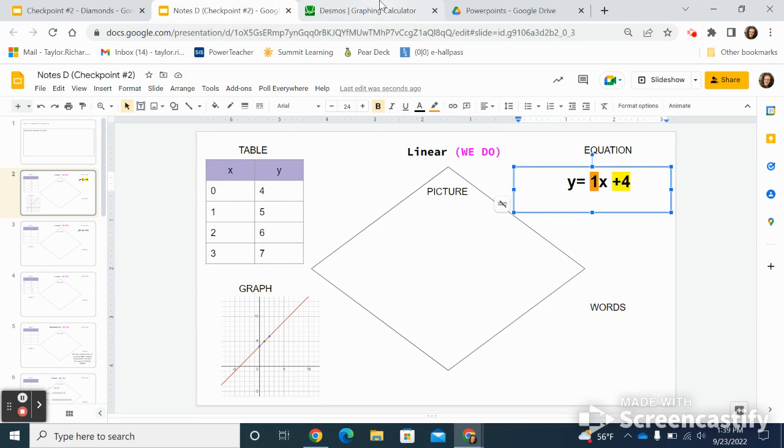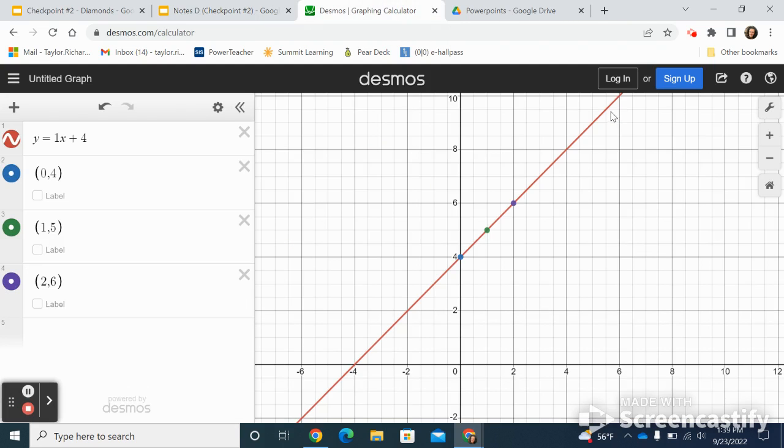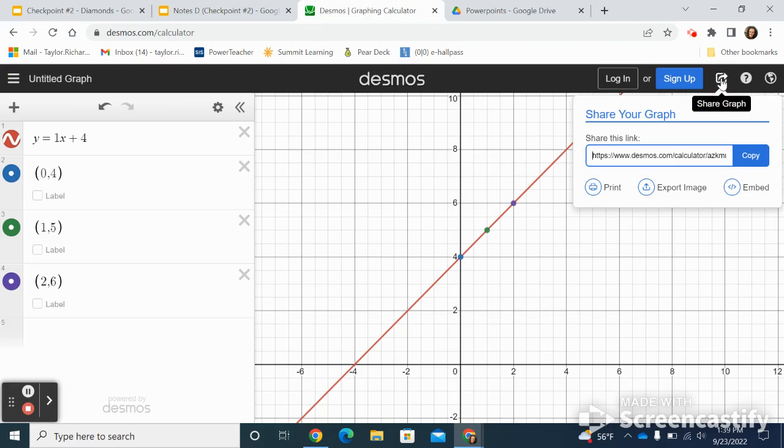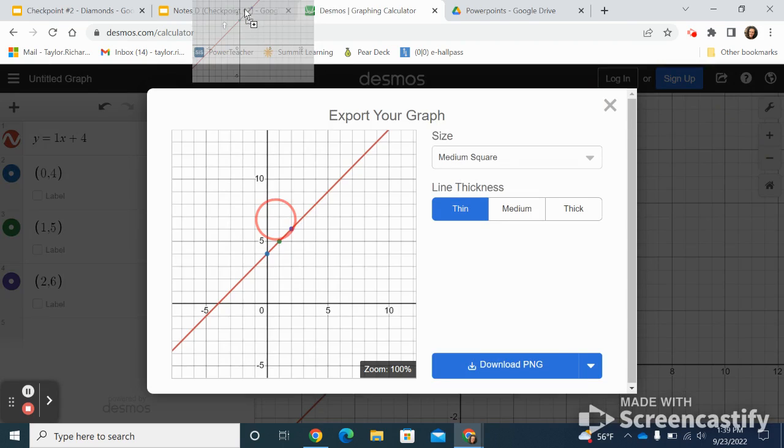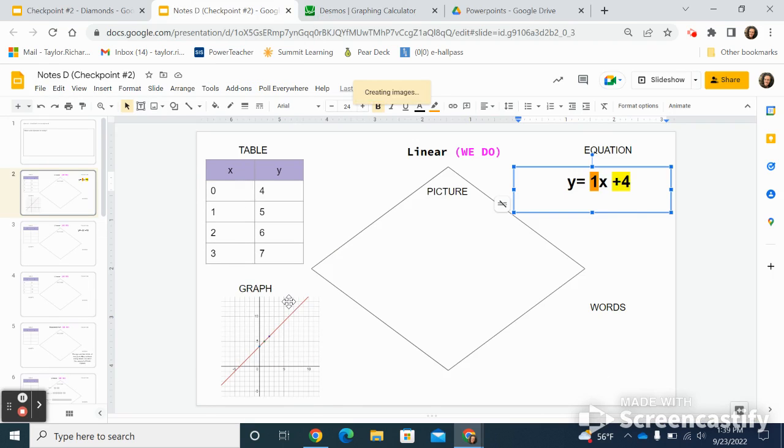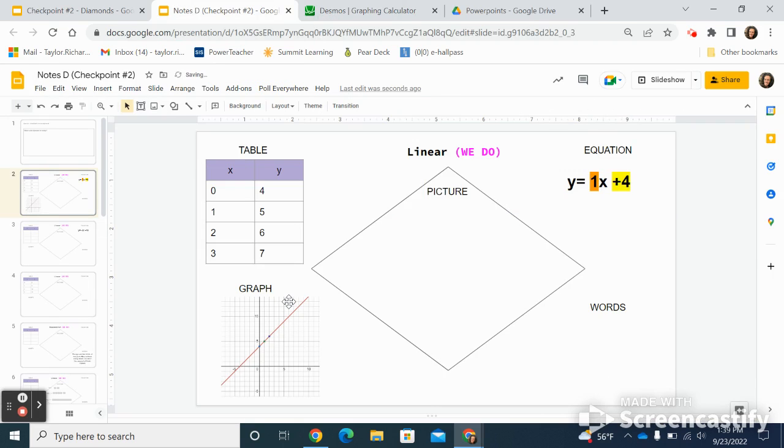So let me show you again, or you could rewind it if you want to rewatch it. But I just followed the arrows. Here's my first arrow, the top right. My second arrow for export. And then I just clicked and dragged it over to my diamond and put it down. Okay.